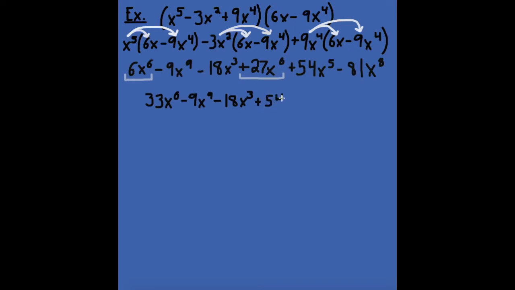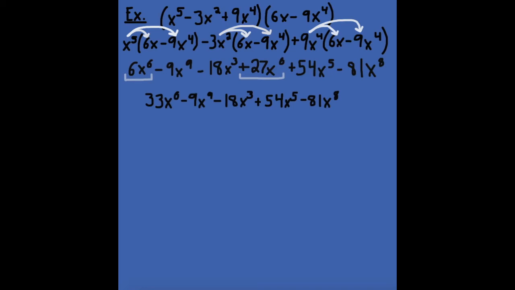54x to the fifth will stay 54x to the fifth since there are no other x to the fifth terms. Negative 81x to the eighth will stay negative 81x to the eighth since there are no other x to the eighth terms. Therefore, the answer is 33x to the sixth minus 9x to the ninth minus 18x cubed plus 54x to the fifth minus 81x to the eighth.